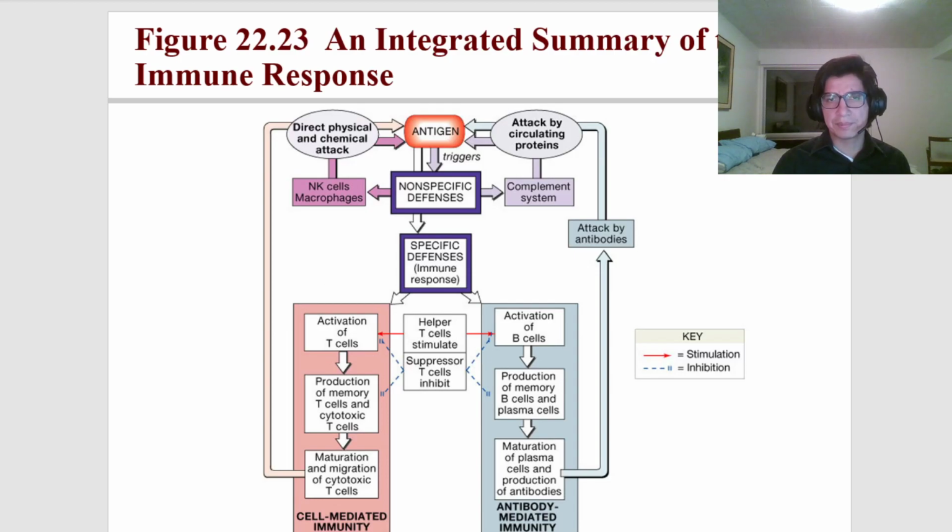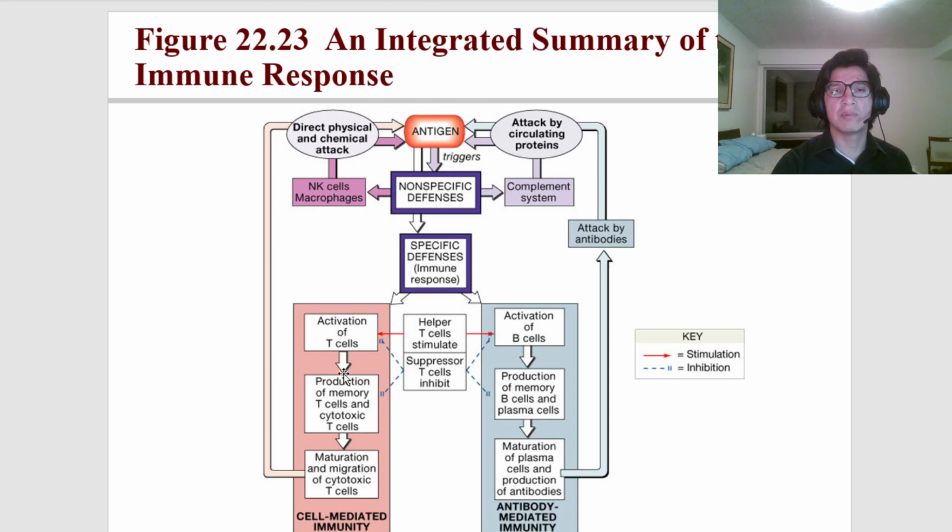In summary, an antigen arrives. You have your non-specific defenses. You have your fevers, your interferon, you have your complement, you have your natural killers, your macrophages. You also have your specific response.